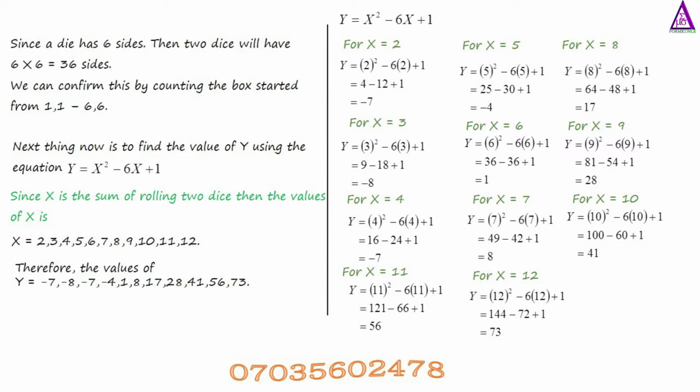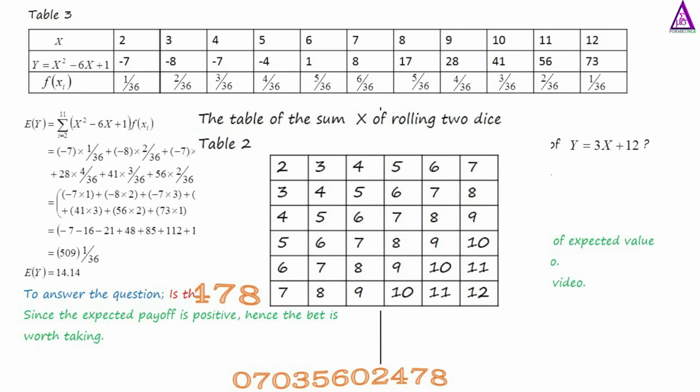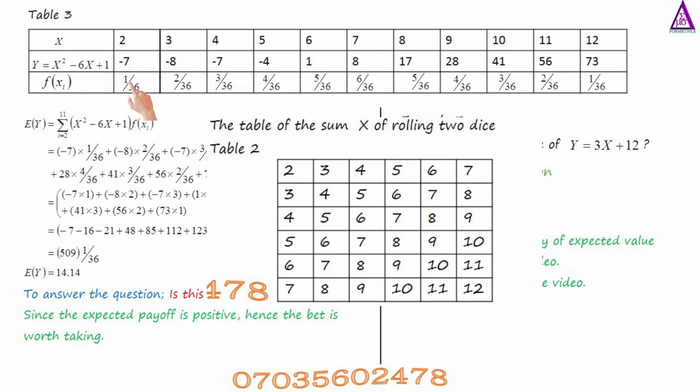When we put the first value of x, which is 2, into the equation, we have -7. And we continue like this until we get to the last value of x, which is 12, and we have 70. The PDF, the probability density function of 2, is now equal to 1 over 36, which can be seen in table 2.